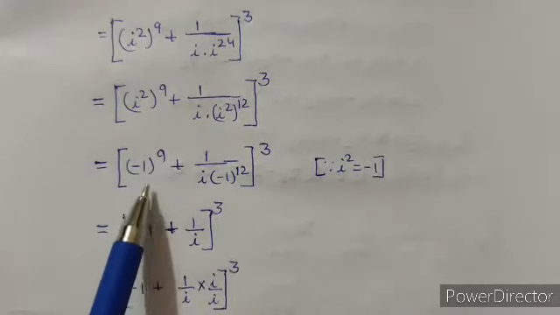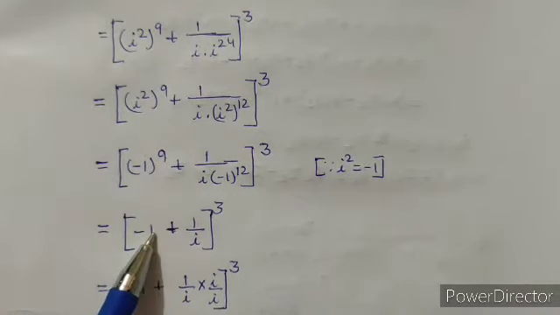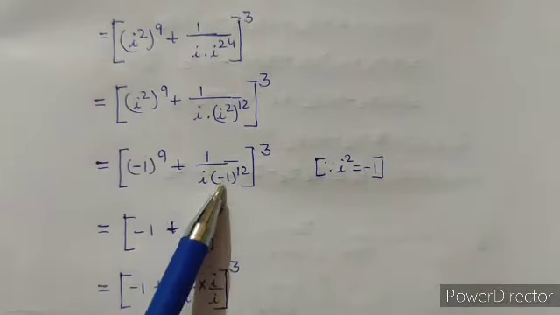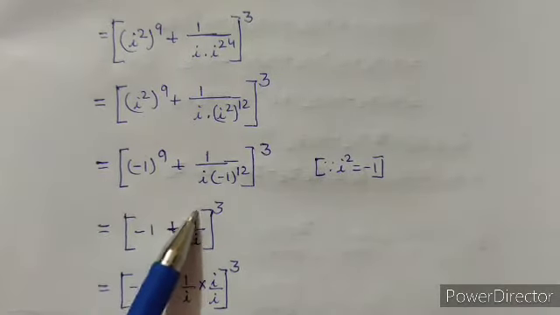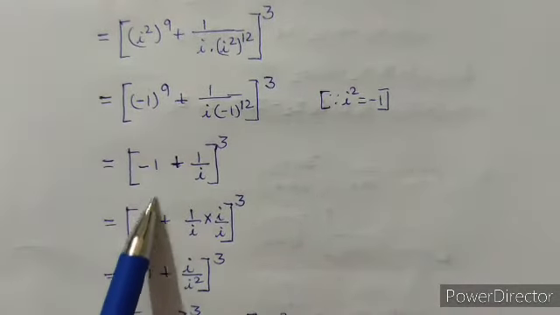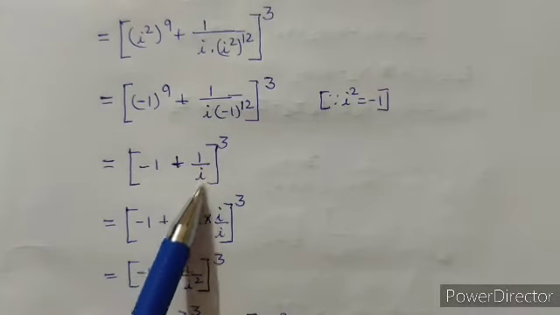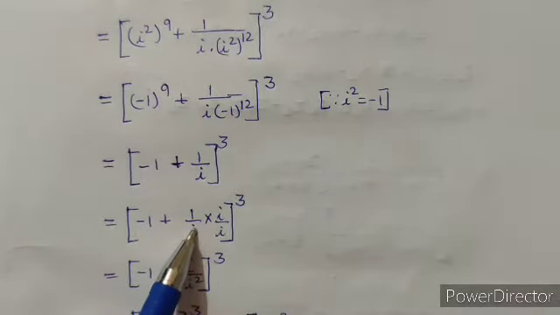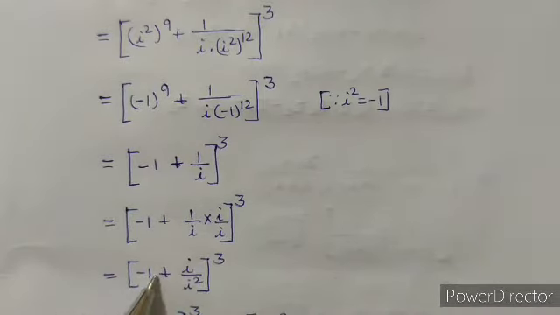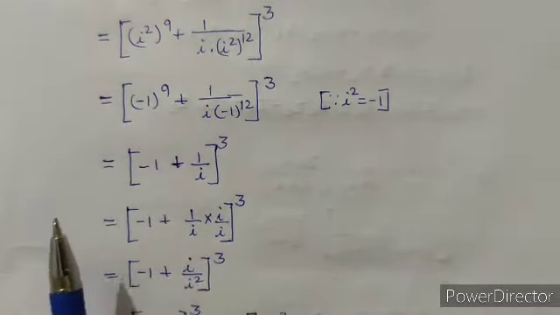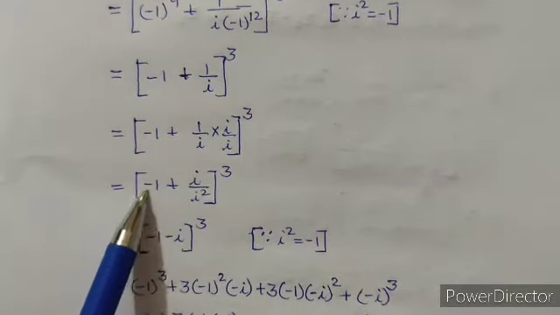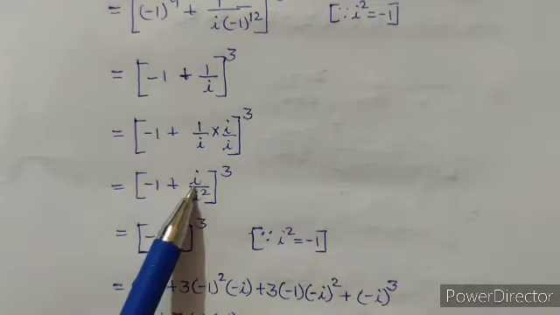Now, minus 1 raised to power 9 will be equal to minus 1 plus, now minus 1 raised to power 12 will be equal to 1, and thus this will be equal to plus 1 upon i whole cube. Now that will be equal to minus 1 plus, now 1 upon i, we can rationalize it by multiplying the numerator and denominator by i, and that will give us minus 1 plus i upon i square. Again, on putting the value of i square as minus 1, this will be equal to minus 1 minus i whole cube.